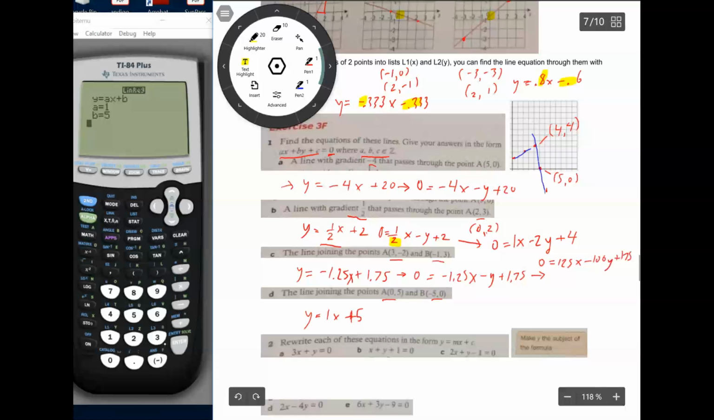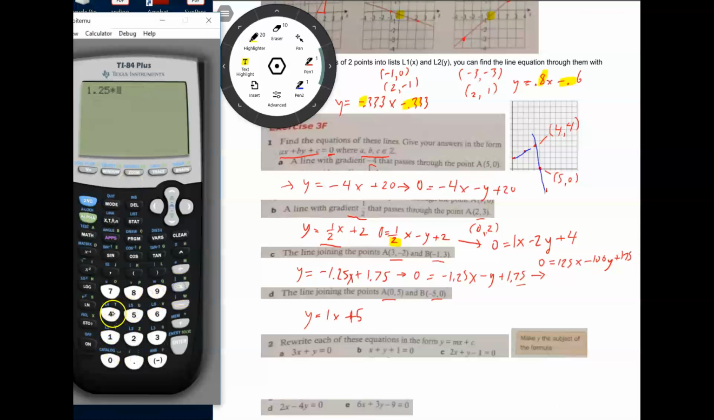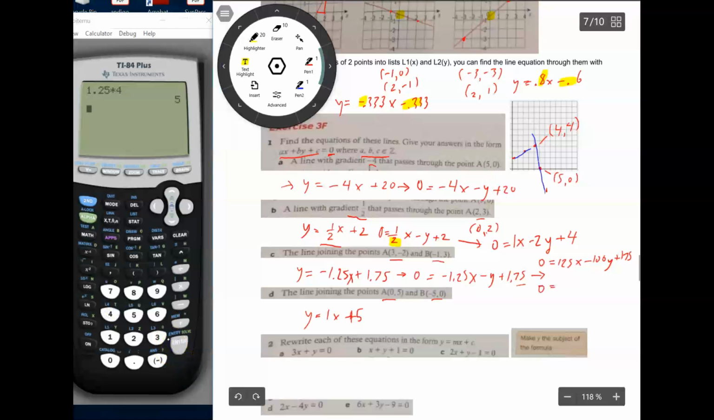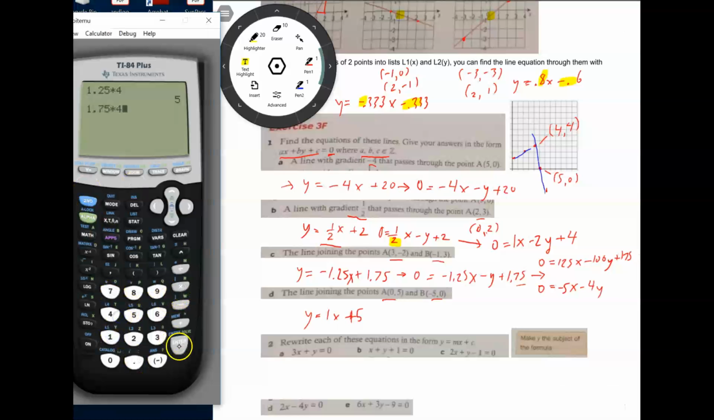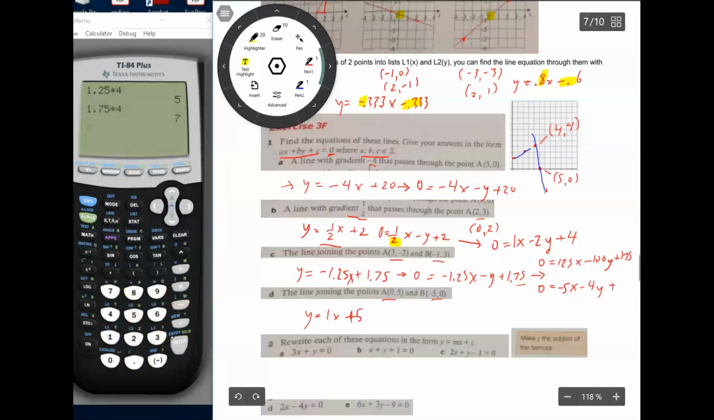The smallest possible number you could multiply this expression by and still have integers would be 4. Does that make sense? Because there's a 0.25 here. If you multiply it times 4, or you have a 3/4 here, if you multiply it times 4, the fraction will disappear, right? So 1.25 times 4 is 5. So the first one's going to be 0 equals negative 5x minus 4y, and then we'll multiply 1.75 times 4, which is 7, plus 7. Okay?